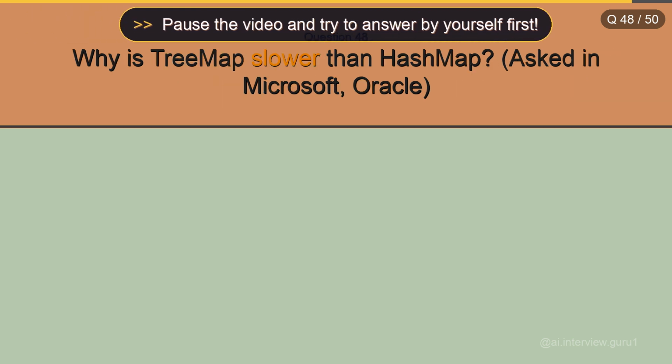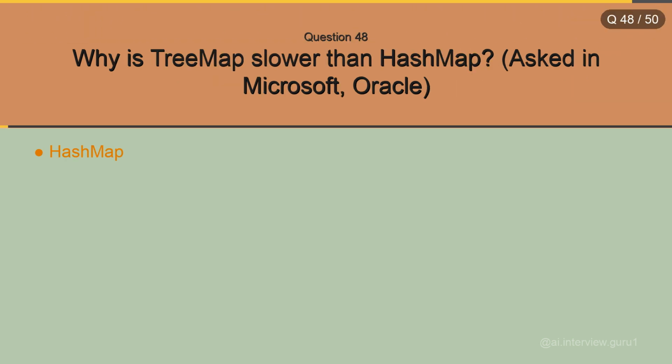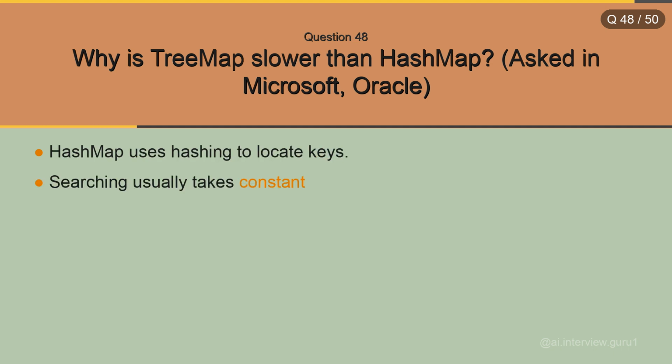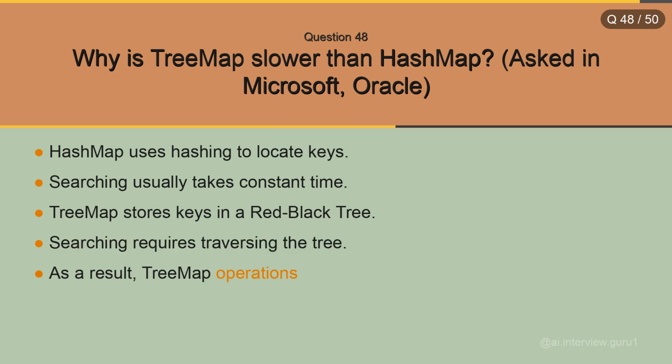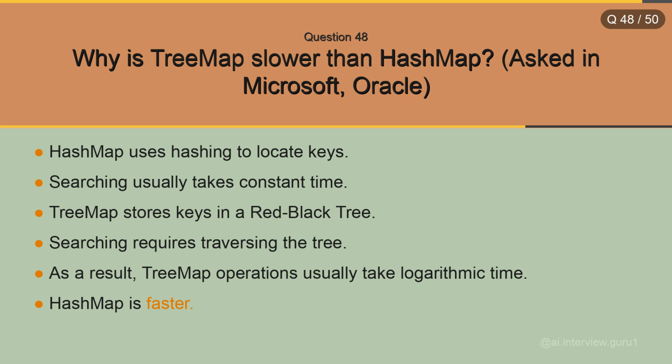Why is TreeMap slower than HashMap? HashMap uses hashing to locate keys. Searching usually takes constant time. TreeMap stores keys in a red-black tree. Searching requires traversing the tree. As a result, TreeMap operations usually take logarithmic time. HashMap is faster. TreeMap should be chosen only when sorted keys are required.